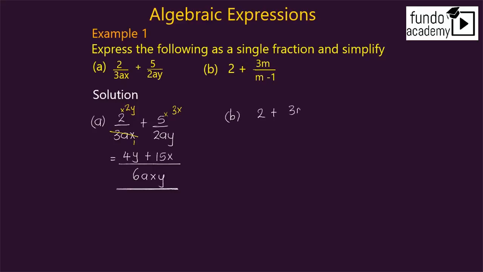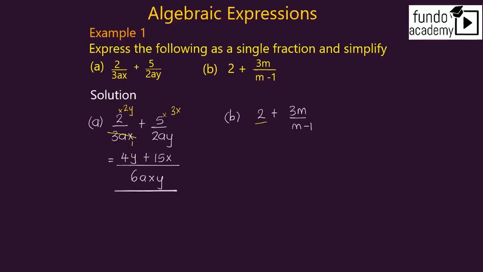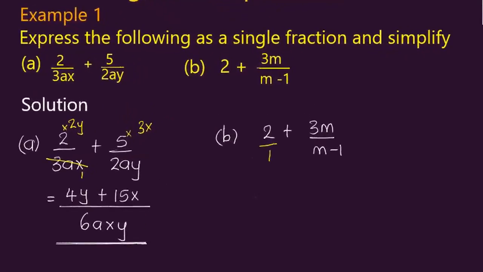Okay, we can also move on to part B. We have 2 plus 3m over m minus 1. I've just put a denominator of 1 on 2, because that's the denominator of a number without a denominator. So the denominator is always going to be 1. The LCM will come out as m minus 1 for 1 and m minus 1. And I divide 1 into m minus 1. I get 1 and I multiply that by the numerator. So that means that I'll be having 2 of m minus 1.